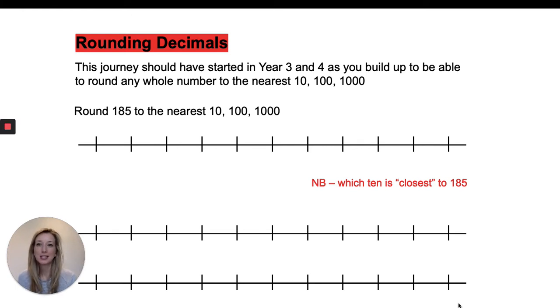We're going to continue now looking at more towards Year 4 and Upper Key Stage 2. And we're going to start off with rounding. This should have started in Year 3 and 4 as you build up to round any whole number to the nearest 10, 100, 1,000. So rounding 185 to the nearest 10, 100 or 1,000 would be a typical question.